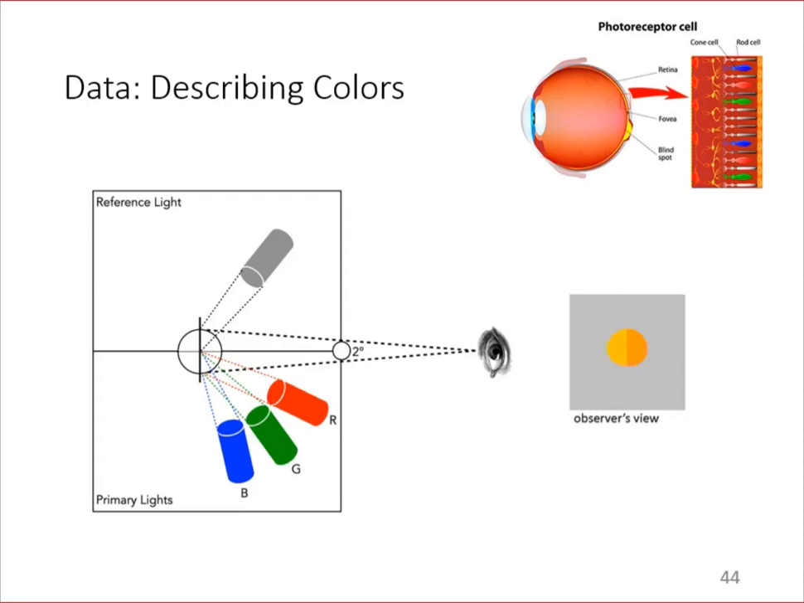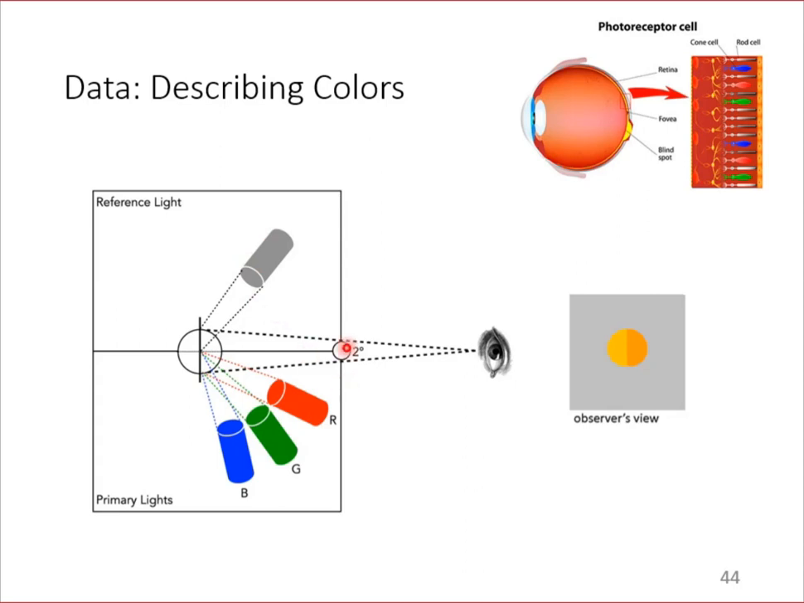The volunteer can see the bulb, and the bulb is separated into two parts. The left part is combined from the three pure lights, and for the other part, they use another pure light. They wanted to figure out what combination of the three pure lights would match the other pure light. This is an example of what an observer can see.